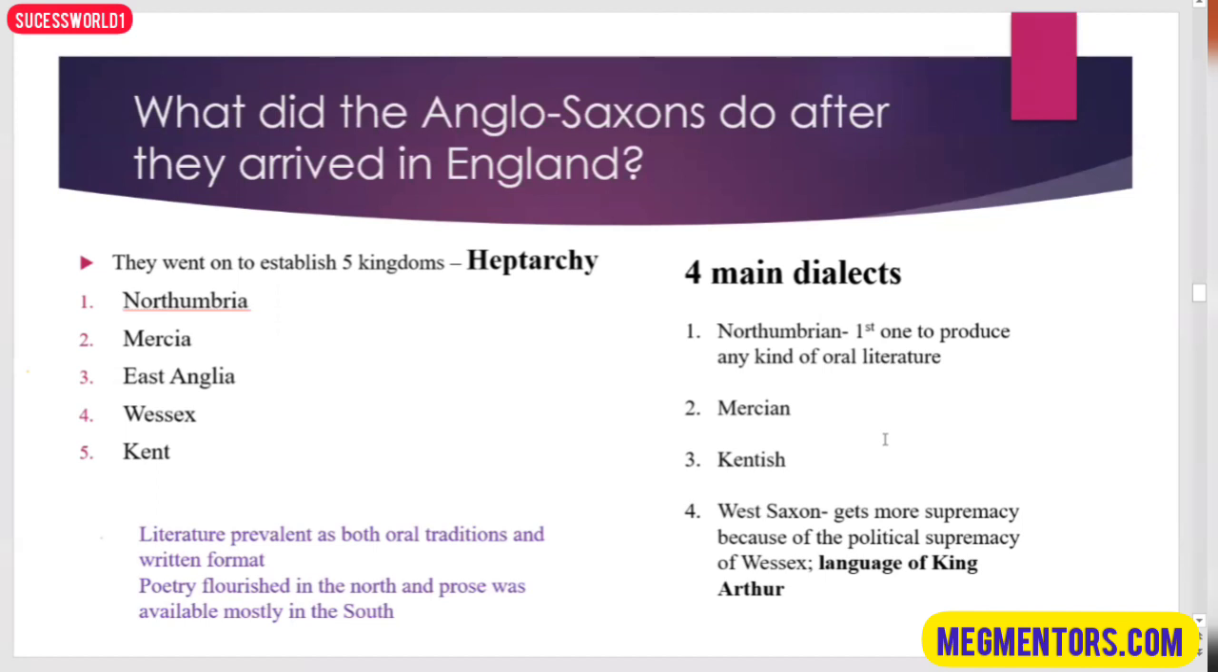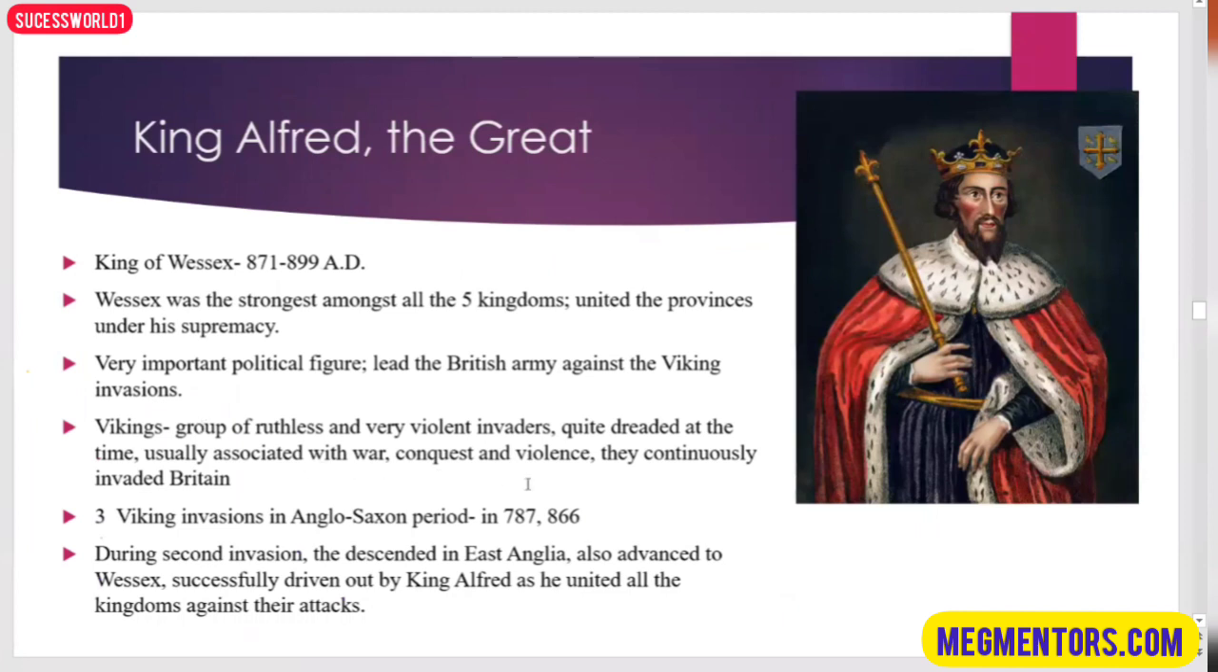And poetry flourished in the north, and prose was available mostly in the South, right? So North was more popular for poetry and South more popular for prose, right? So this brings us to the discussion of King Alfred the Great.